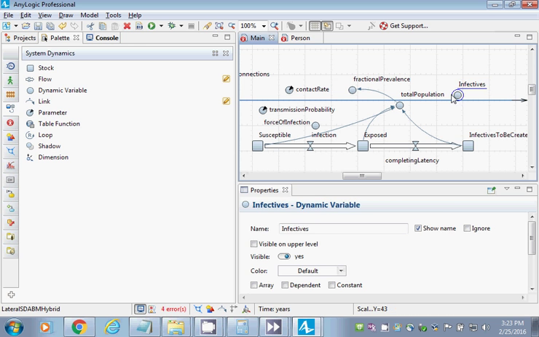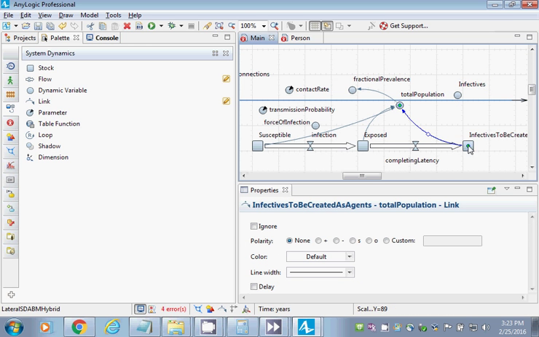we'll assume that people who become, well, we'll leave it like that. People maintain infection once infected. Yeah.